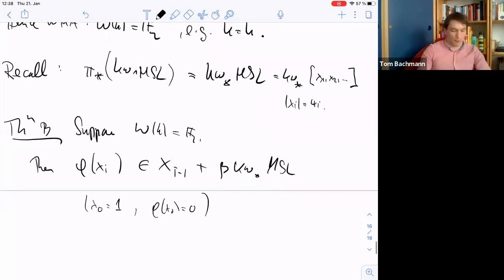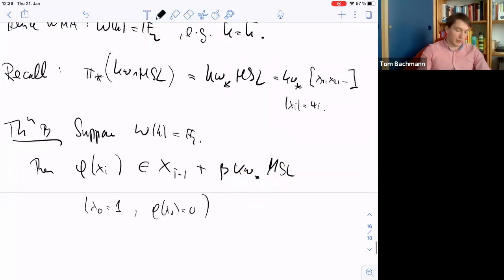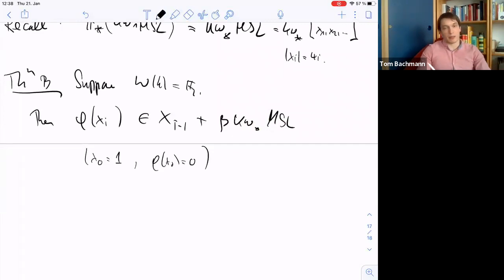OK. So now I'm going to try to show you how, using theorem A and theorem B, you can deduce the main result. And so we need to do a little computation. So let me observe. We need to figure out basically what does phi do? Note that by construction, what does phi do?